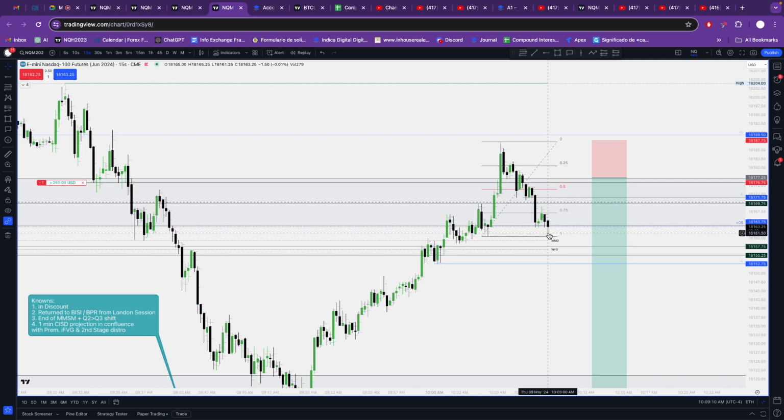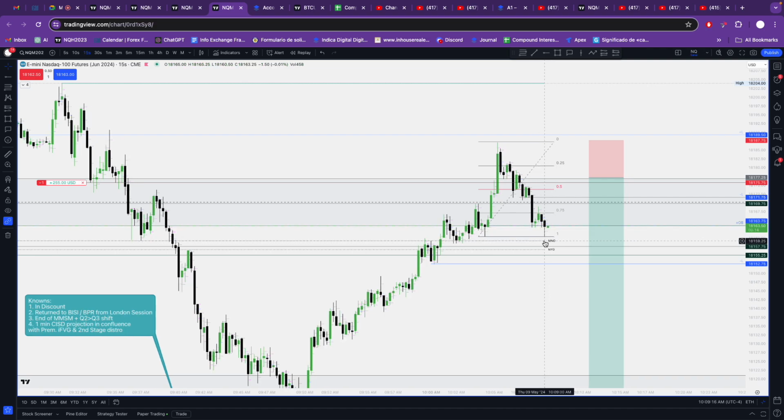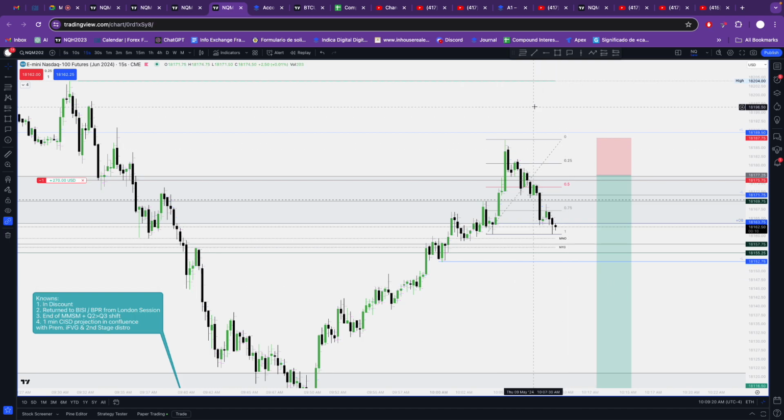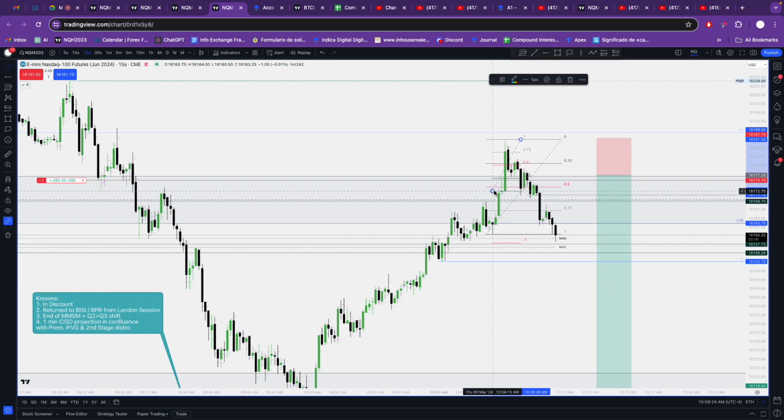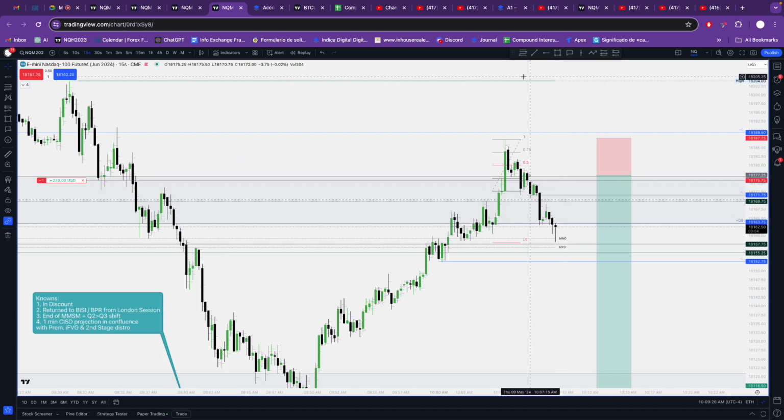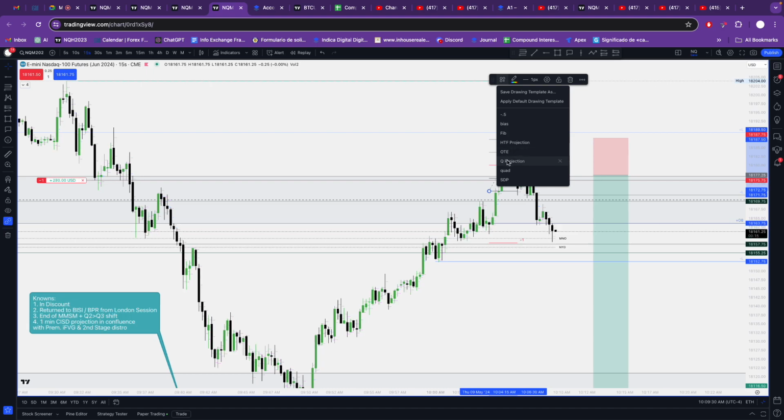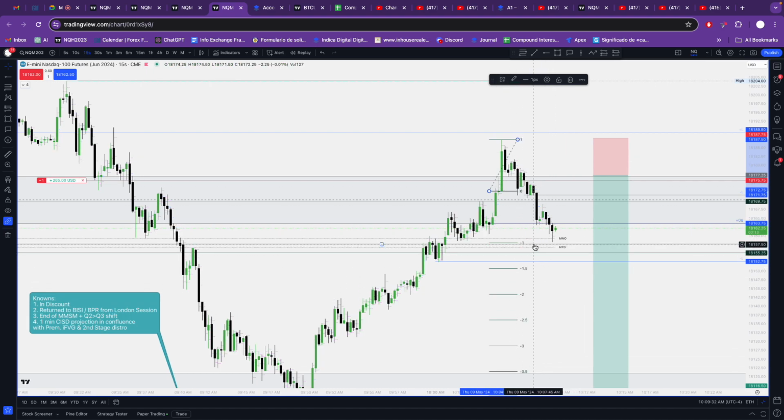So as we go down, we want to make newer lower lows, like here, lower low. Here's a midnight open. We may just come back down here and move back up. So, full disclosure, one standard deviation retracement of this 15.